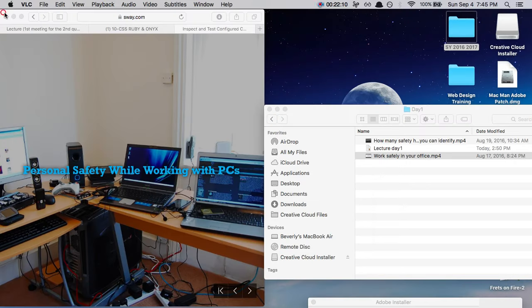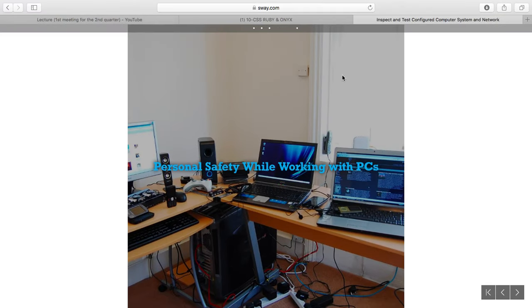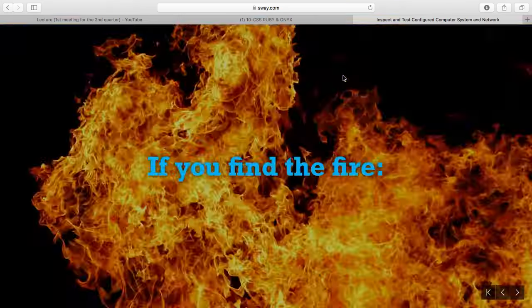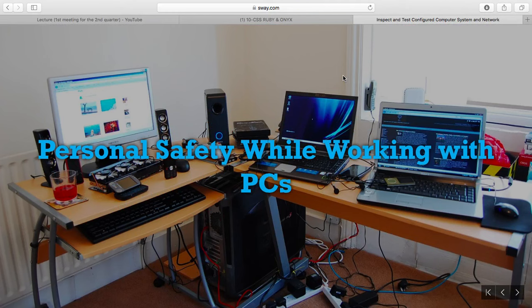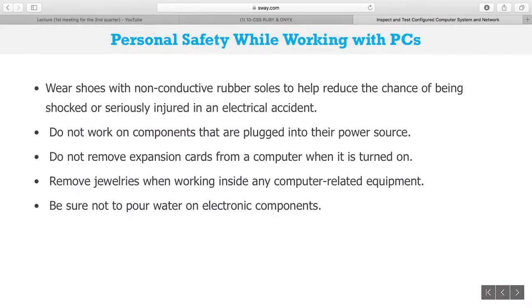Okay, so I hope you have learned something from the video, especially about ergonomics. That is a new word: if ever you are lifting something or just sitting in front of a computer, your posture must be proper so that you won't be feeling any stress in your back or your neck. Okay, so we'll now proceed with personal safety while working with PCs.